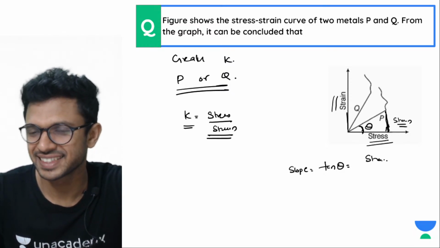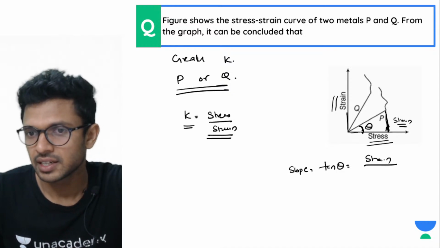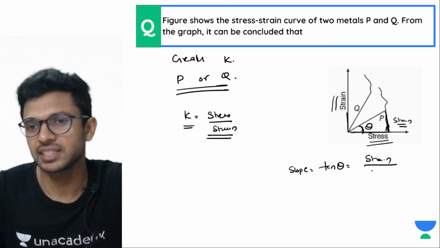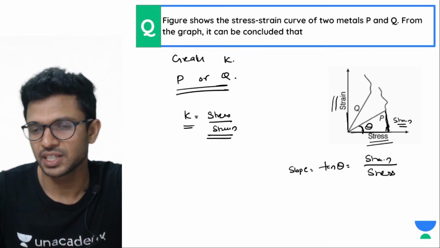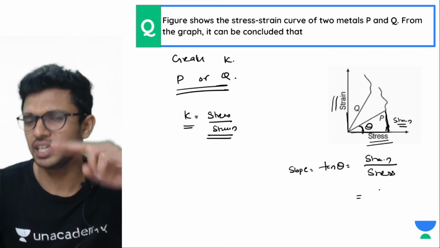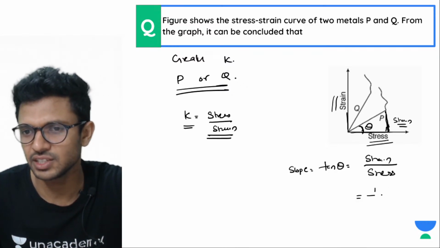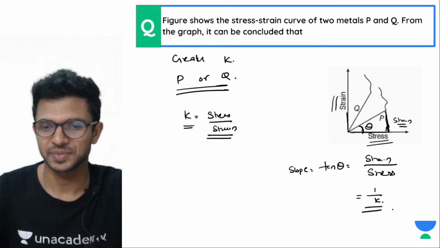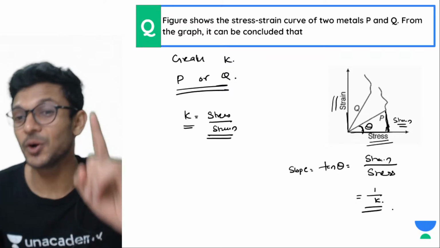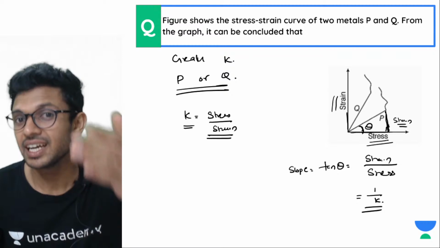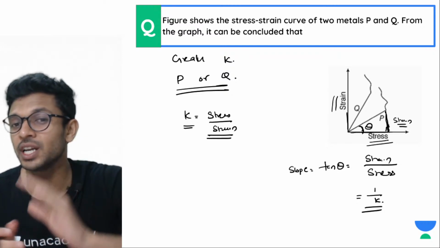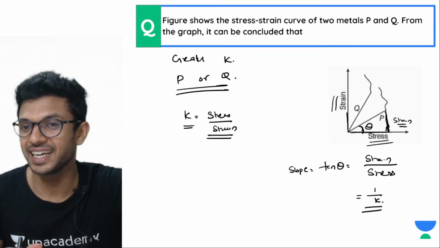Strain divided by adjacent side, that value on the x-axis, stress. Strain by stress क्या होता है? Arre, it is the inverse of what? The modulus of elasticity. So you can write it as 1 by k. मतलब the slope of the graph is actually giving the inverse of modulus of elasticity, है ना?